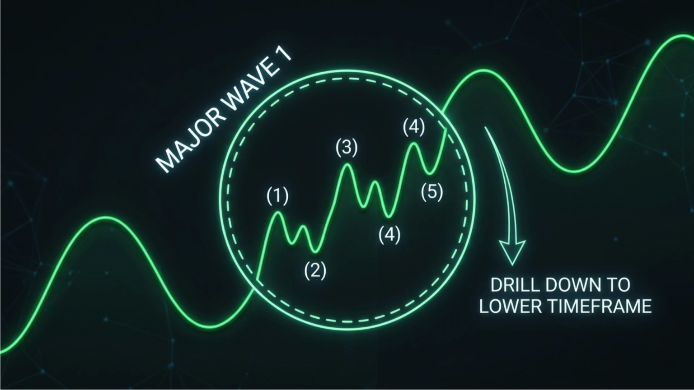Diving into lower time frames, subwaves. Now, how do we actually execute a trade once the price starts moving? To find high probability entry points, we drill down from the macro view into a lower time frame. Within a single major wave 1 of the larger trend, you will find a smaller internal fractal structure consisting of 5 subwaves, 1, 2, 3, 4, and 5.